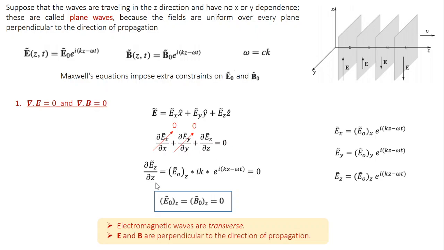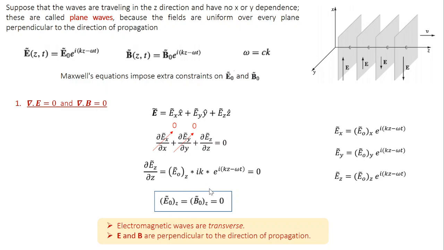So I can write ∂Ez complex/∂z equal to 0. From the expression for Ez, I can expand this and write the derivative becomes E naught z complex into ik into e to the power i(kz minus ωt) equal to 0. The exponential term cannot become 0, k is a constant, this also cannot become 0, so the only possibility is the complex amplitude E naught z complex equal to 0. Same way, if you take divergence of B equal to 0, you will get the complex amplitude B naught z equal to 0. Now, what's the physical meaning of this?